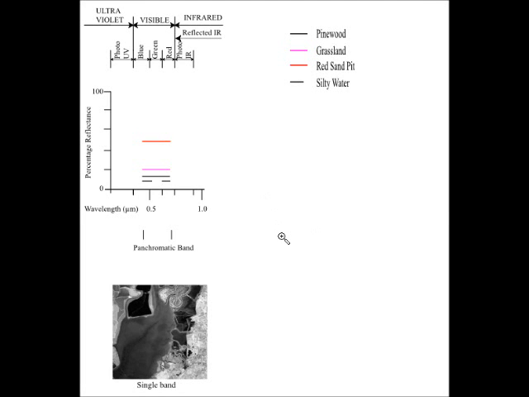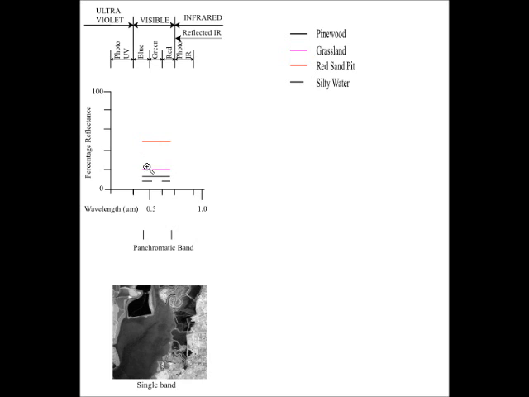This video is about spectral resolution. As you can see here, we have a single band image, black and white, panchromatic, but for the purposes of this we'll call it monospectral. It's broken up into a number of different regions. It's got pinewood, grassland, some red sand and silty water. And each of these has a reflectance index here.